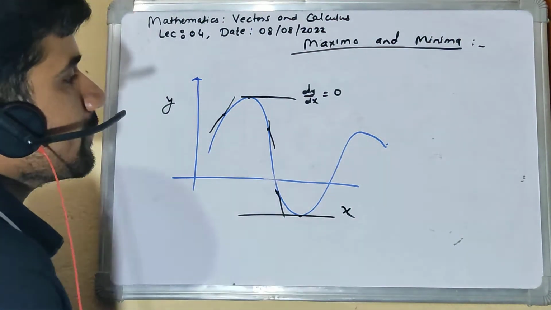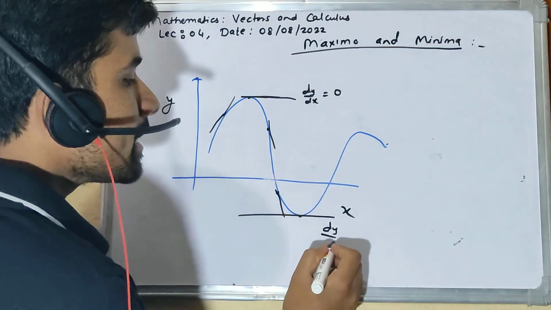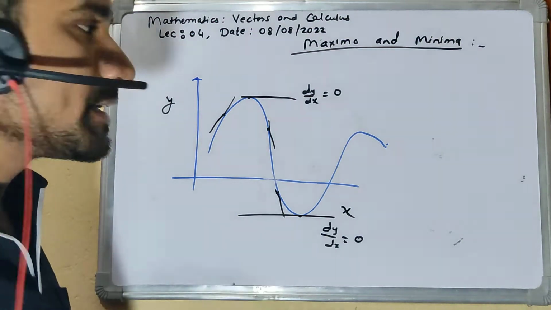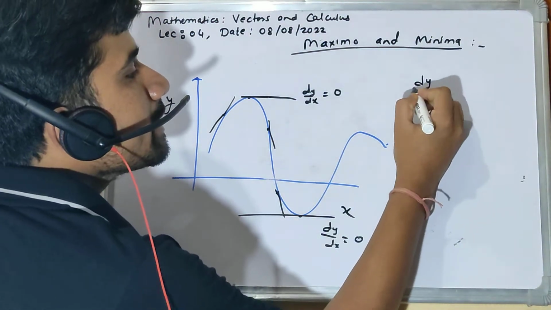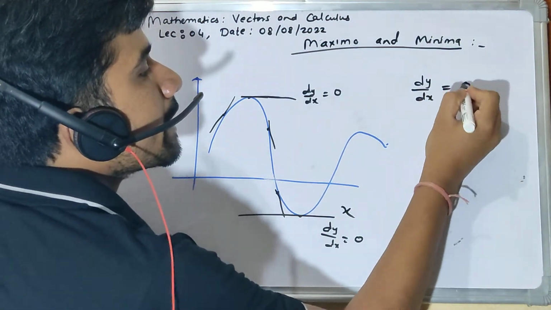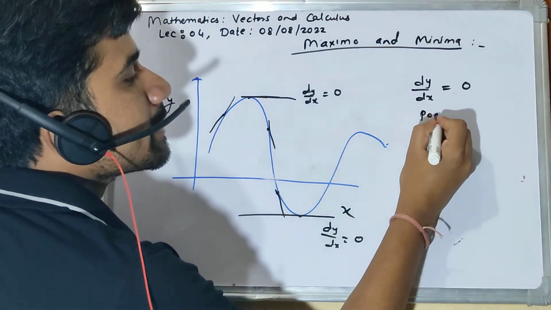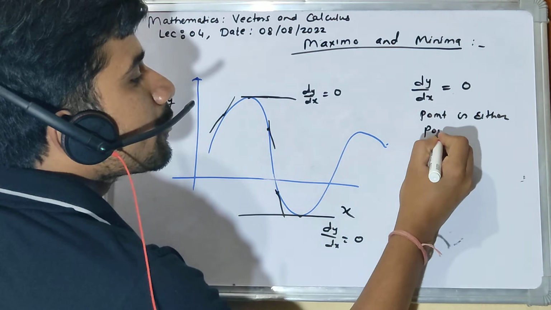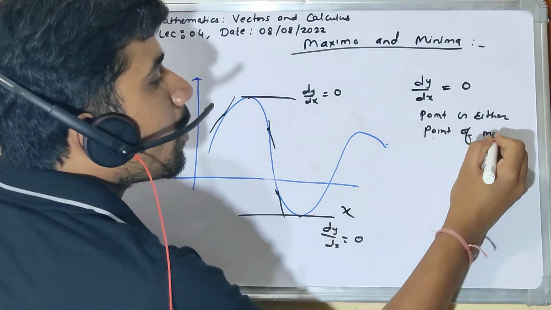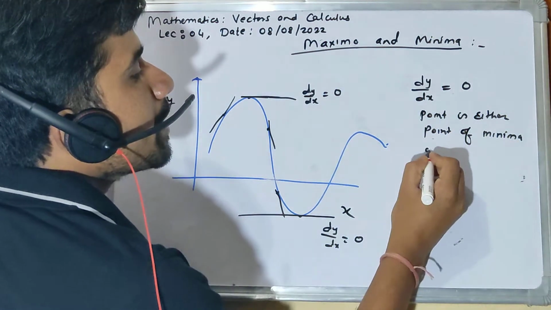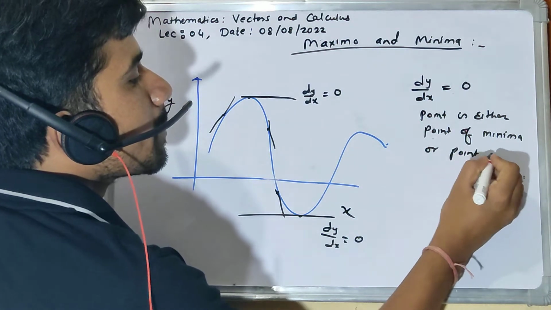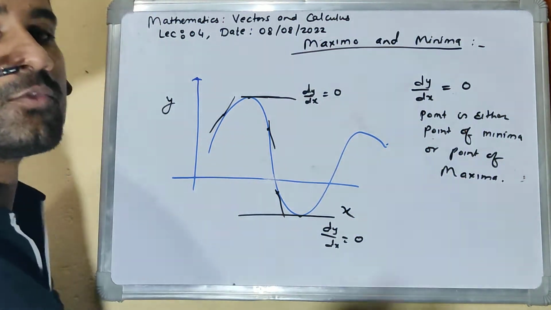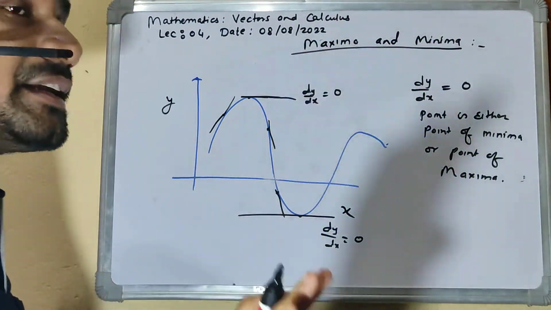And if I find dy by dx here, this is again 0, right? So I can say that if dy by dx equal to 0, then that point is either a point of minima or a point of maxima, right? So I'm still not clear on whether it is maxima or minima, but it is one of them.